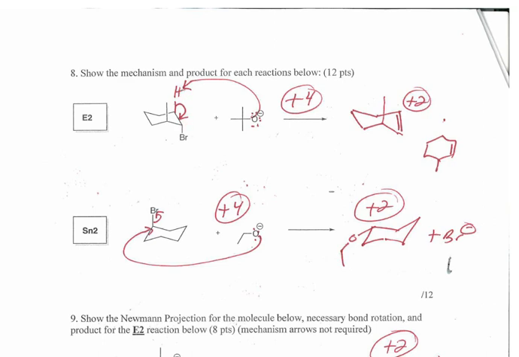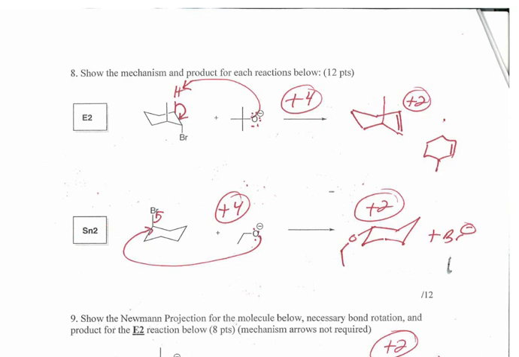It's already set up that way, so you could already draw it. I told you it was E2, so that's what you know before you even start. Axial E2, boom, boom, make the pi bond, 2 possible products. Or the two products drawn 2 different ways. Same product. Either way is fine.